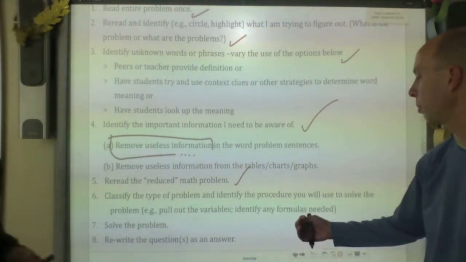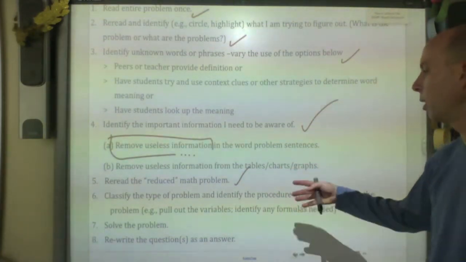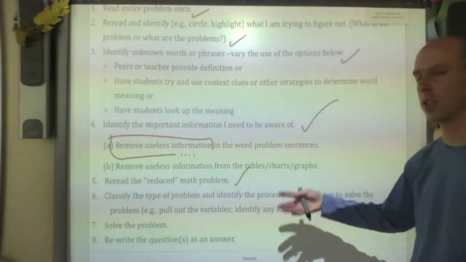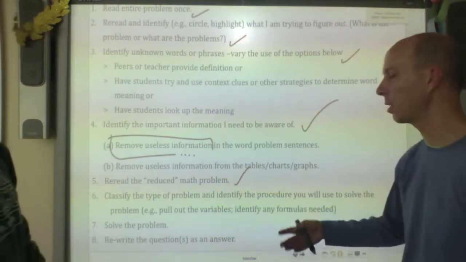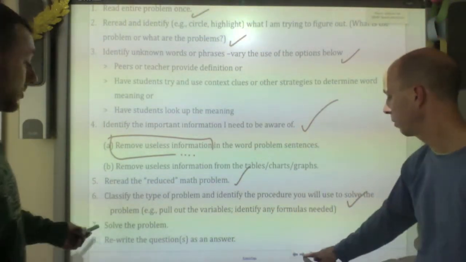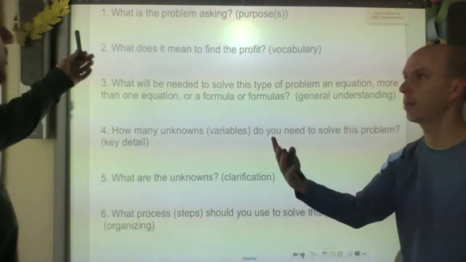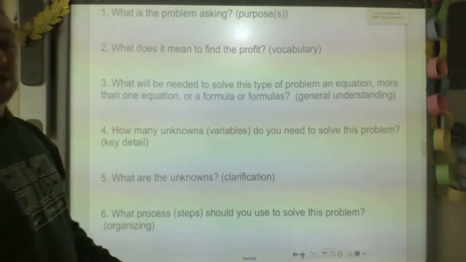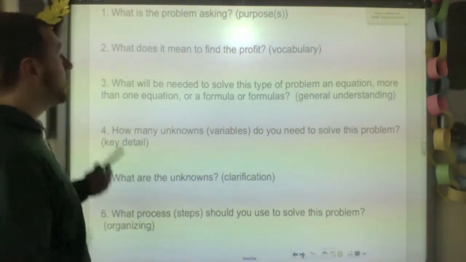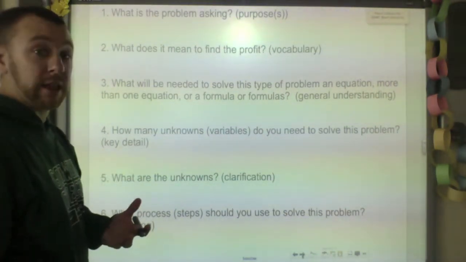We pulled out the variables and identified the sorts of equations that we're going to need. So really this step starts to blend into the next step, which is to solve the problem. This is where we can start setting up the actual equations and doing the math part of the problem, which is solving it. So now we're going to solve the problem. We're going to ask these questions again. We went through them. So what is the problem asking? It's asking three things.